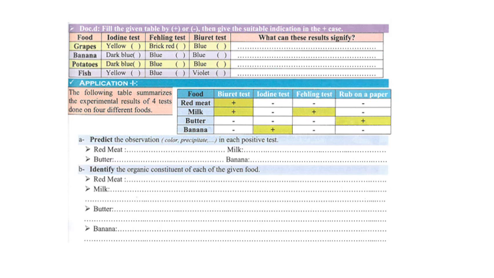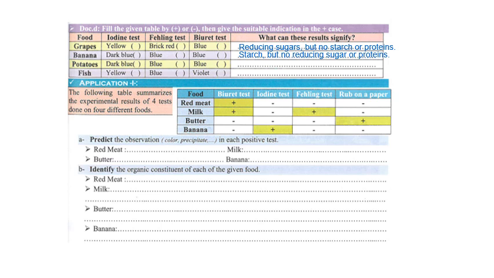So, the first one, grapes: reducing sugars but no starch or proteins. Okay, because Fehling detects the presence of reducing sugars and it's positive here. So grapes contain reducing sugars but no starch or proteins. Banana: with iodine dark blue, positive; with Fehling blue, negative; with biuret blue, negative. So banana contains starch but no reducing sugar nor proteins.